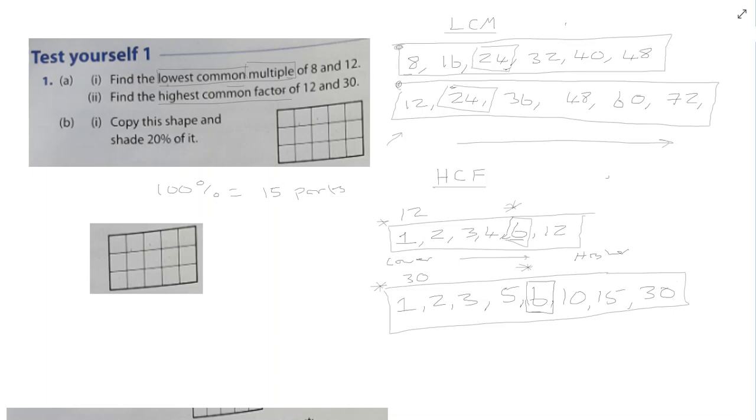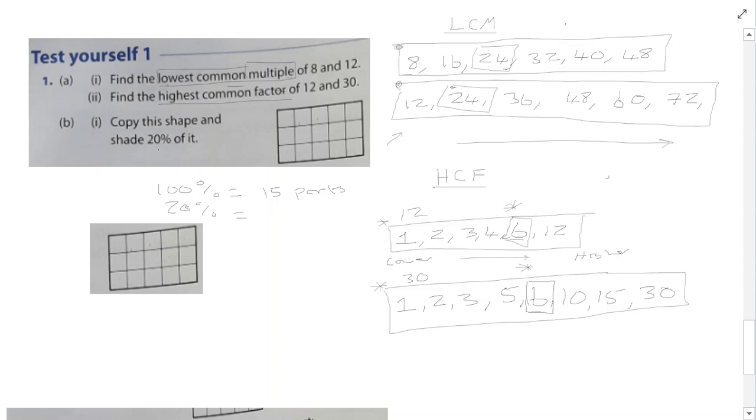So what do I mean by 15 parts? Well, if we take this shape and we count the number of parts, we've 1, 2, 3 down, and 1, 2, 3, 4, 5 across. So within this whole shape, it's split up into 15 individual parts. So 100% is equal to 15 parts. What we want to know is, what is 20%? 20% is equal to what? And that's what we have to work out.